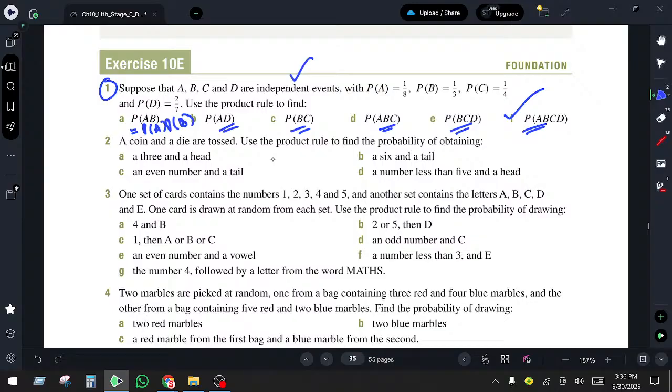नाउ a coin and a die, ये तो अलग ही माहौल है, वो तो सूरज है, ये तो चंद्रमा है, तो one coin and one die, कोई लेना देना होता ही नहीं है। ओके, so use a product rule of the probability of obtaining a 3 and a head. 3, what is the probability of 3? It's 1 over 6. Head is 1 over 2. What's the product? That's it.